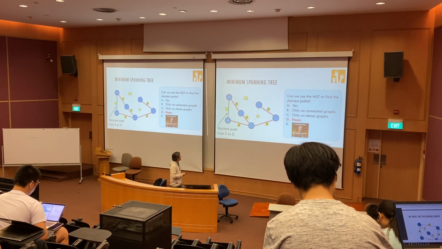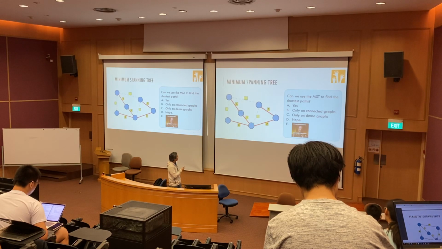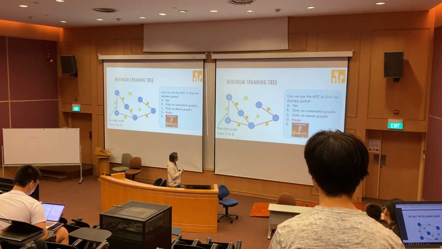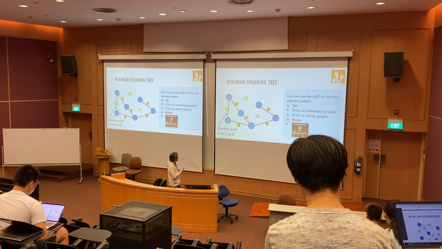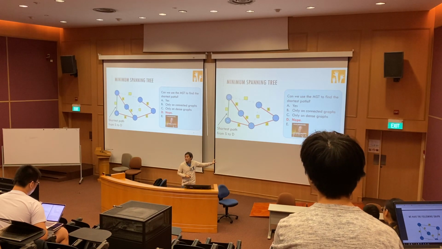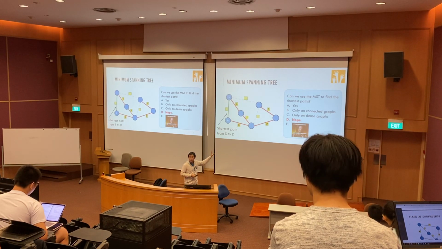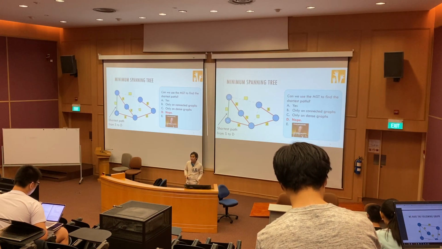You can see this here. This is your minimum spanning tree. All right. The shortest path from S to D is this edge here. This edge is not in the minimum spanning tree. Okay. This edge is not in the minimum spanning tree. So be careful.